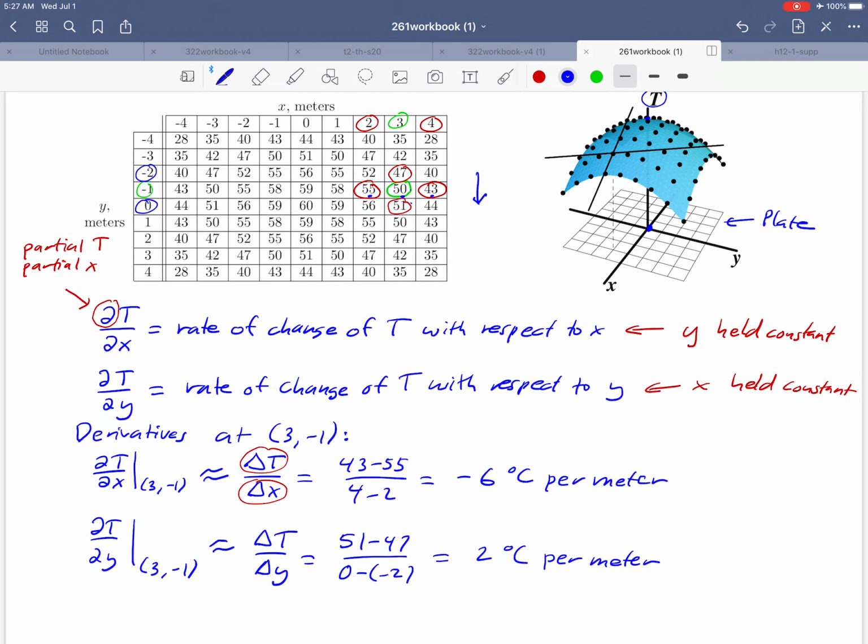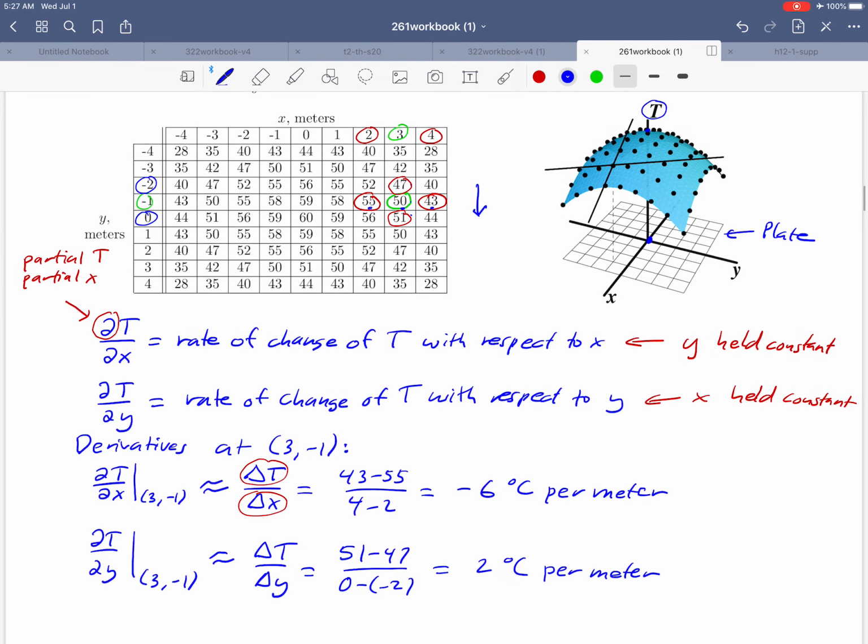Now I want to think about this graphically as well. You might remember from Calculus 1 that finding derivatives is about finding slopes of tangent lines. These two numbers that we came up with also represent slopes. If we go back to our picture at the top of the page here, the point 3, -1 is sitting down here. And I'm going to go up and find the point on the surface. The t value of that we already know from the table is 50.